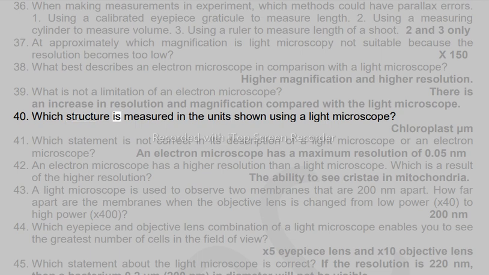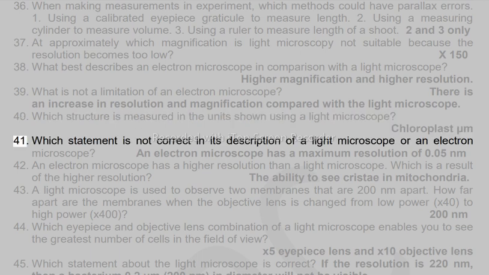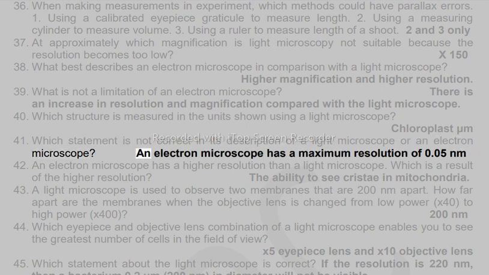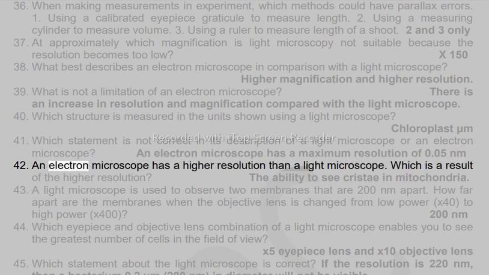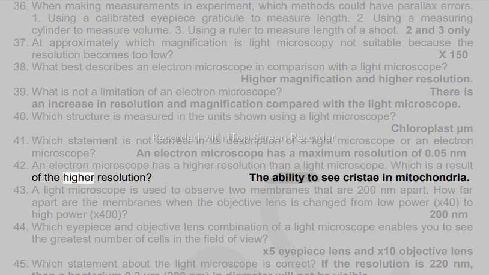40. Which structure is measured in the units shown using a light microscope? Chloroplast, micrometers. 41. Which statement is not correct in its description of a light microscope or an electron microscope? An electron microscope has a maximum resolution of 0.05 nanometers. 42. An electron microscope has a higher resolution than a light microscope. Which is a result of the higher resolution? The ability to see cristae in mitochondria.